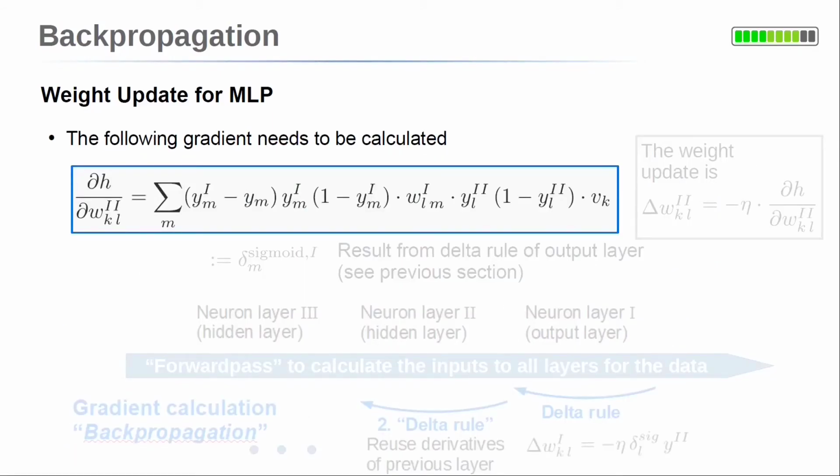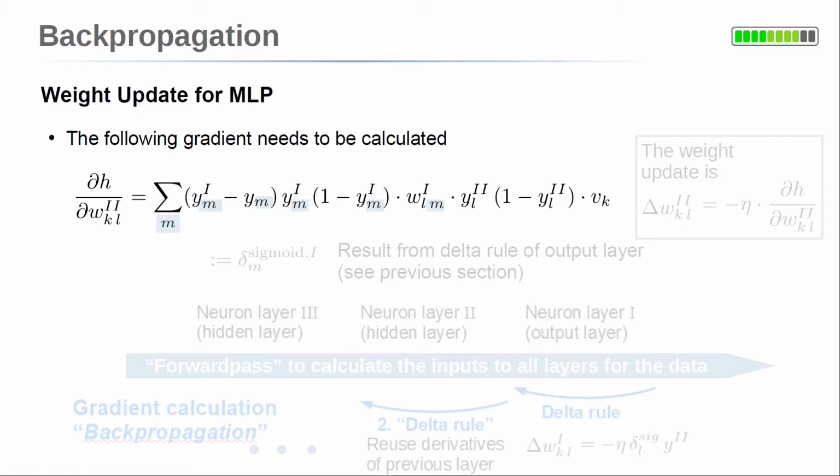Here again our result is displayed. The result gives the derivative of the cost function with respect to the weight parameter wkl of the hidden layer. In the expression, there's a single summation index m over all output neurons. Further, there are 2 open indices, k and l, which correspond to the weight wkl, for which we want to calculate the derivative.